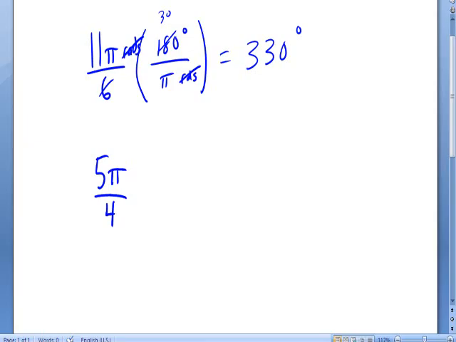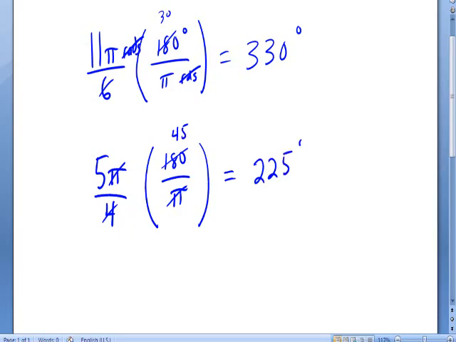Alright, we're trying to convert 5 pi over 4 into degrees, so we need to multiply by 180 divided by pi. We want the pi's to cancel off. 180 divided by 4 is 45, and then 45 times 5 gives us our final answer of 225 degrees.